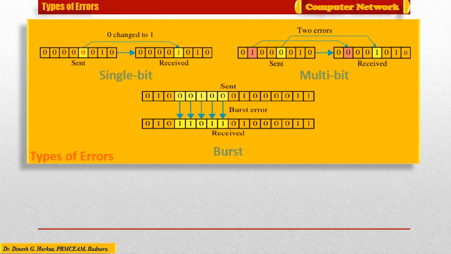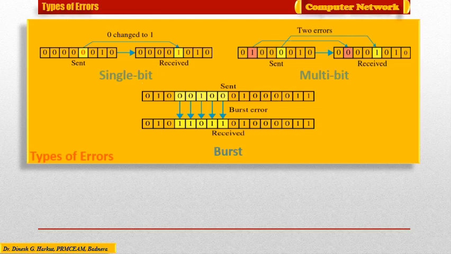Burst error is most likely to happen in serial transmission since the duration of noise is normally longer than the duration of a bit. Here, consecutive bits may get flipped from 0 to 1 or 1 to 0. The number of bits affected depends on the data rate and duration of noise.